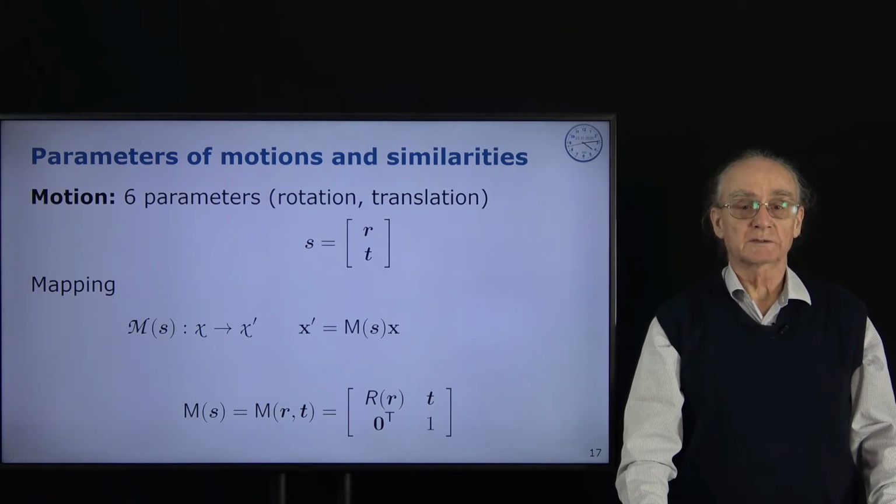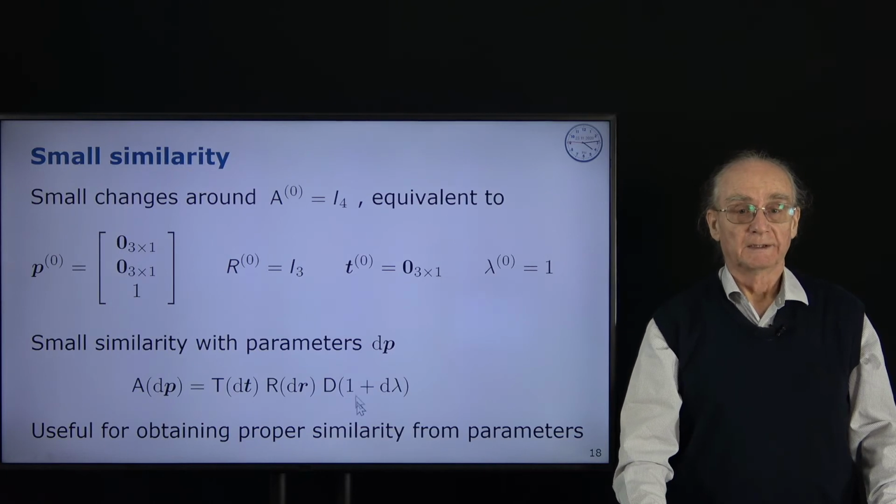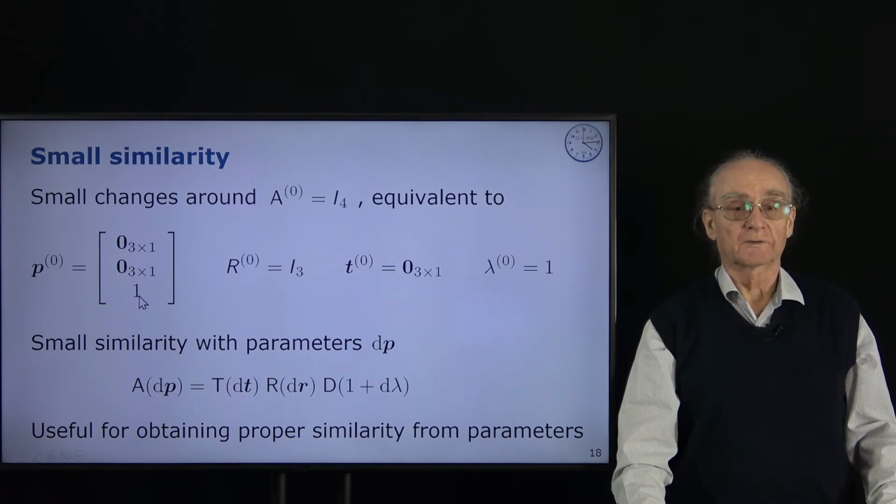Now let's assume we have a small similarity. What happens? So we have small changes around the approximate similarity, which is a unit matrix. The unit matrix would represent a rotation which is 0, a translation which is 0, and the scale factor is 1. So we have these approximate values. And if we now assume we have small or differential parameters, dp, we perform the dilation with 1 plus d lambda, the rotation with dr, and the translation with dt, and obtain a small similarity depending on the parameter dp.